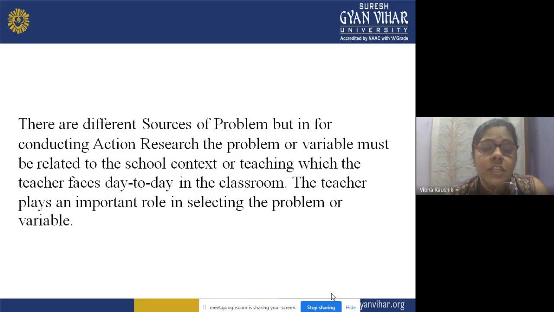the problem which the teacher is facing in day to day classroom teaching. The teacher plays an important role in selecting the problem or variable. Why is the teacher playing an important role? Because the teacher is facing the problem and the teacher wants the solution of that particular problem.